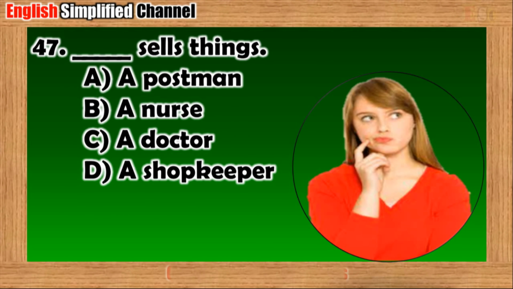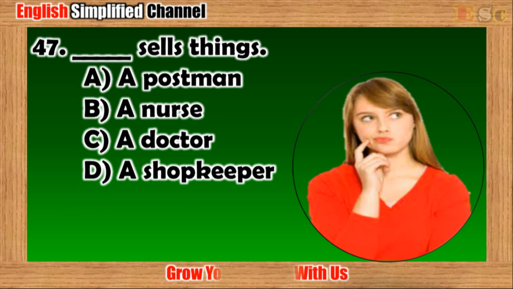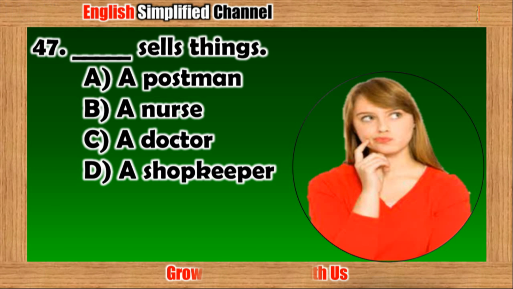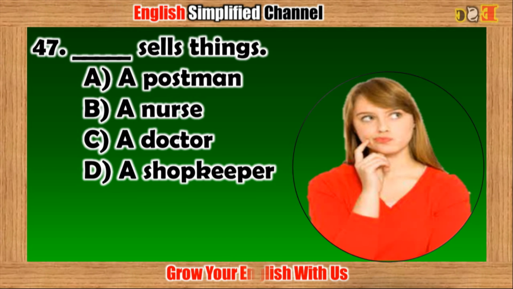47. Blank sells things. A. A postman. B. A nurse. C. A doctor. D. A shopkeeper.